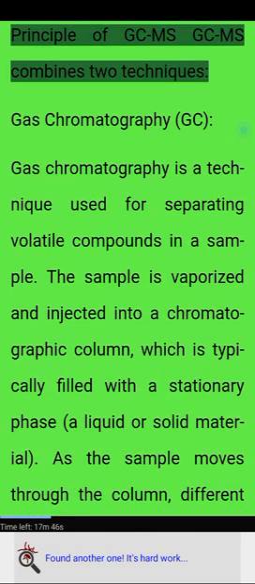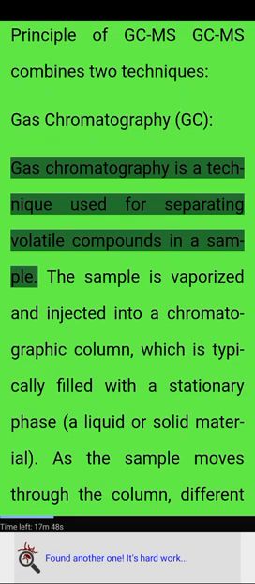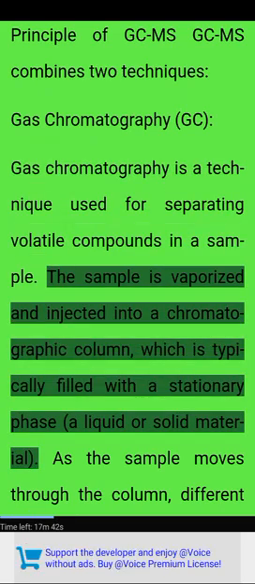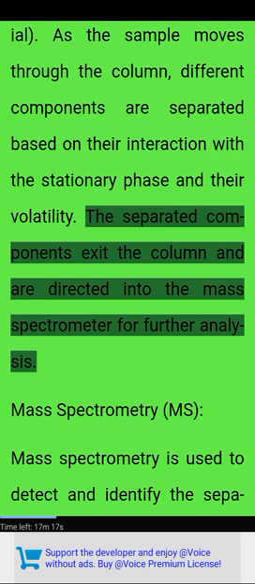Principle of GCMS. GCMS combines two techniques. Gas chromatography, GC. Gas chromatography is a technique used for separating volatile compounds in a sample. The sample is vaporized and injected into a chromatographic column, which is typically filled with a stationary phase, a liquid or solid material. As the sample moves through the column, different components are separated based on their interaction with the stationary phase and their volatility. The separated components exit the column and are directed into the mass spectrometer for further analysis.